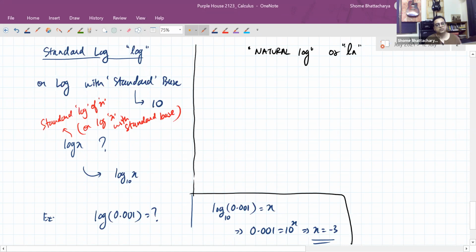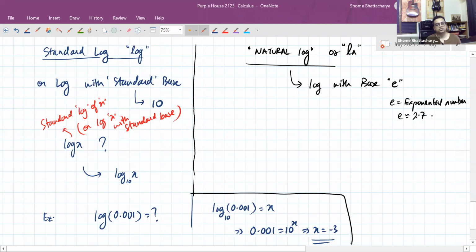It stands for natural log. So natural log is log with base e, where e is that exponential, the one we just saw, an exponential function. e is the irrational number whose approximate value is 2.7. So ln x is basically log x to the base e, whereas log x is basically log x to the base 10.